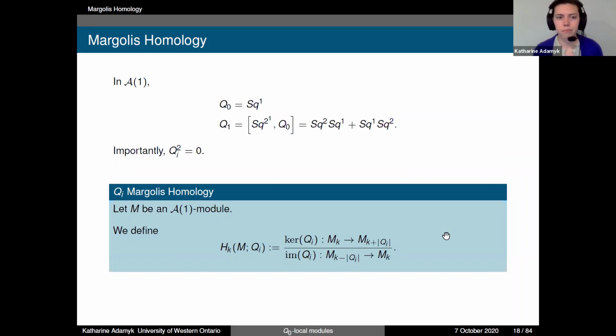Why are these kind of distinguished elements? Well, they share the important property that they square to 0. And this lets us define homology with relation to multiplication by this class Qi. So if I have an A1 module, I define the Qi Margolis homology of M to be the kernel of this action on the things in degree K mod the image of the action of Qi.